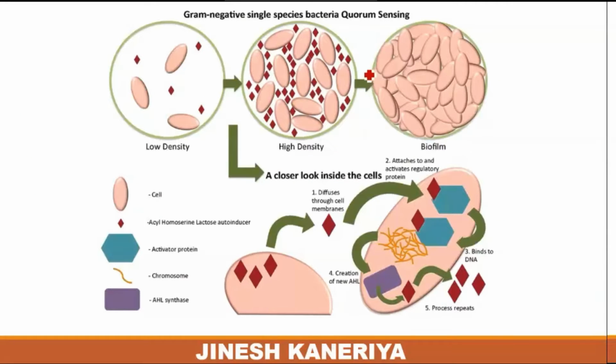So these are examples of gram negative single species bacteria carrying out a quorum sensing mechanism. First of all, quorum sensing at lower density. So this is the cell. This kind of structure is known as acyl homoserine lactone. These are the autoinducers we have discussed, the signal molecules. This is the activator protein. These are the chromosome or acyl homoserine synthase, the enzyme. So these four to five components are involved in the quorum sensing mechanism.